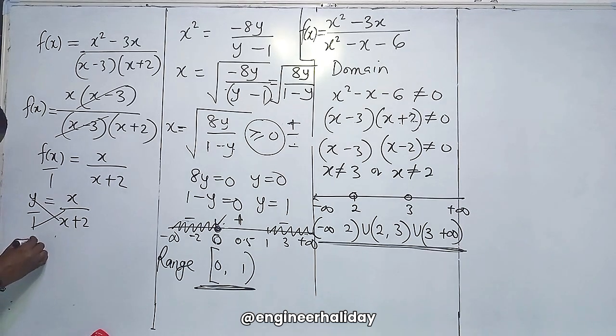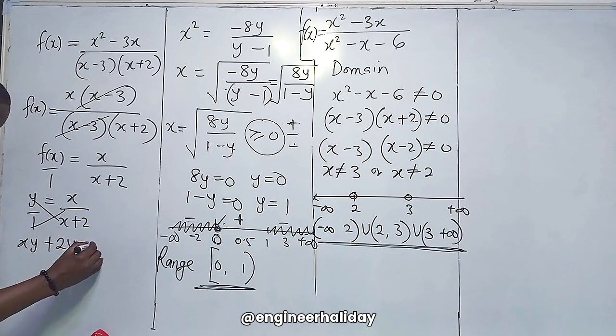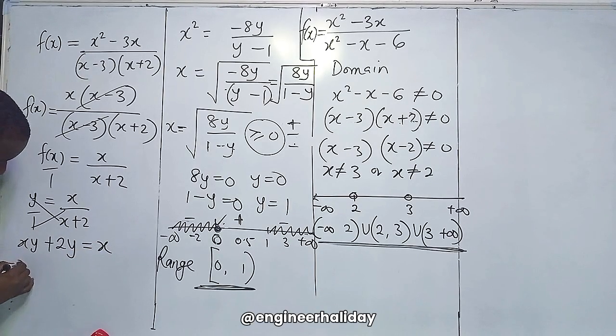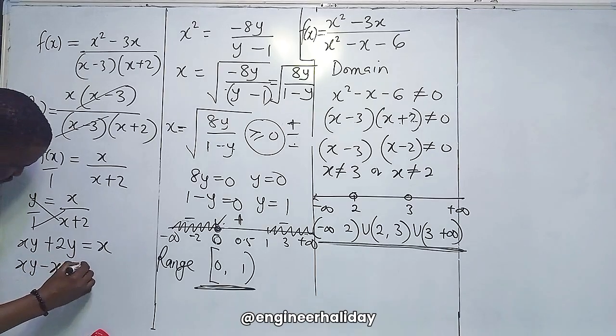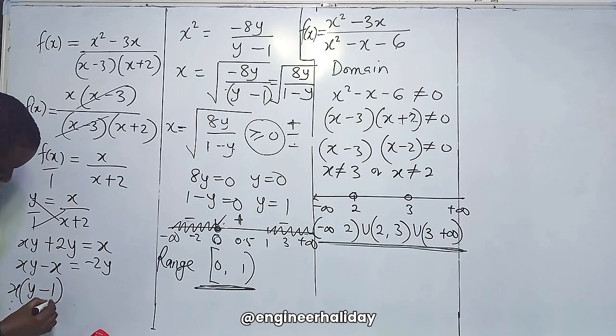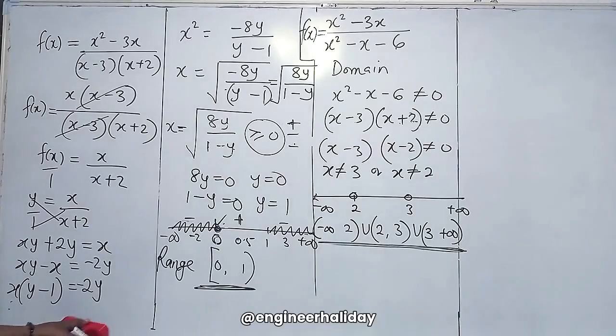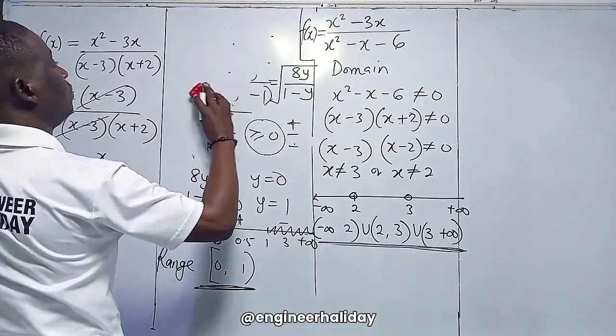I would have xy plus 2y equal to x. So what is common on both sides? We're going to have xy, collect like terms, minus x equal to minus 2y. What is common? x, then y minus 1 equal to minus 2y.